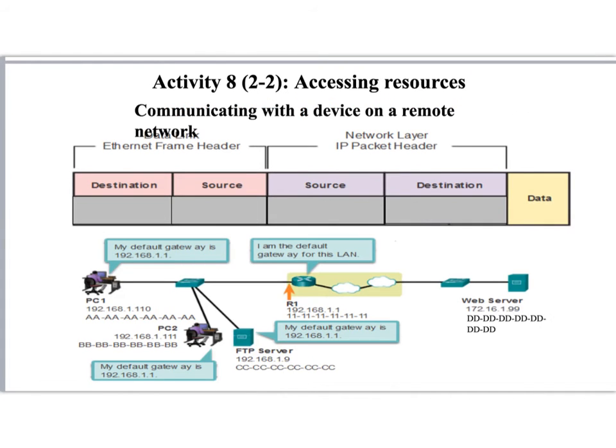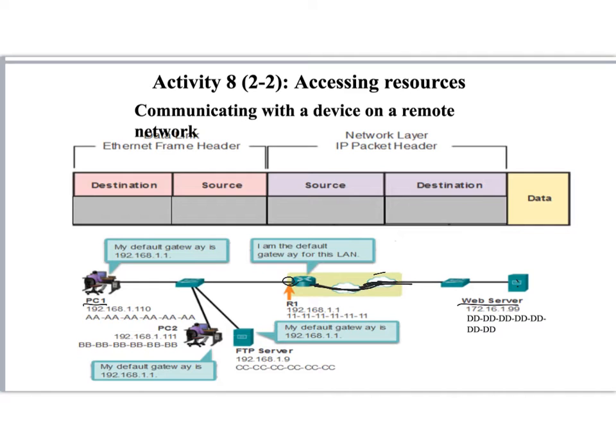Okay, so the second activity now talks about a slightly more complicated scenario. PC1 wants to now communicate with the web server. And this web server exists on a different remote LAN. How would we know that it exists on a different LAN? Because a LAN is terminated by a router. And this one exists on another LAN.